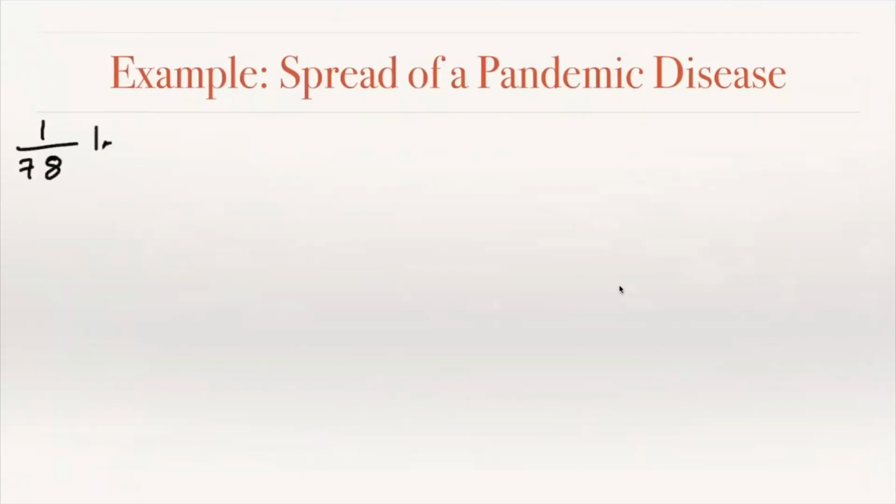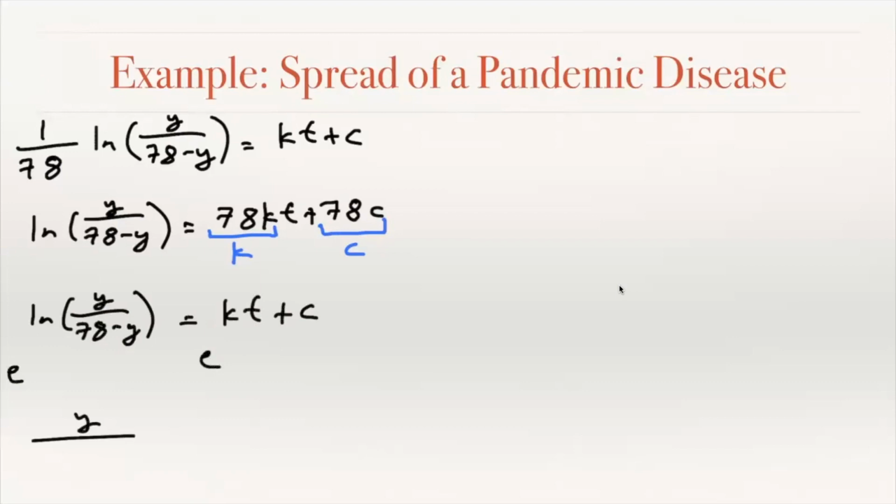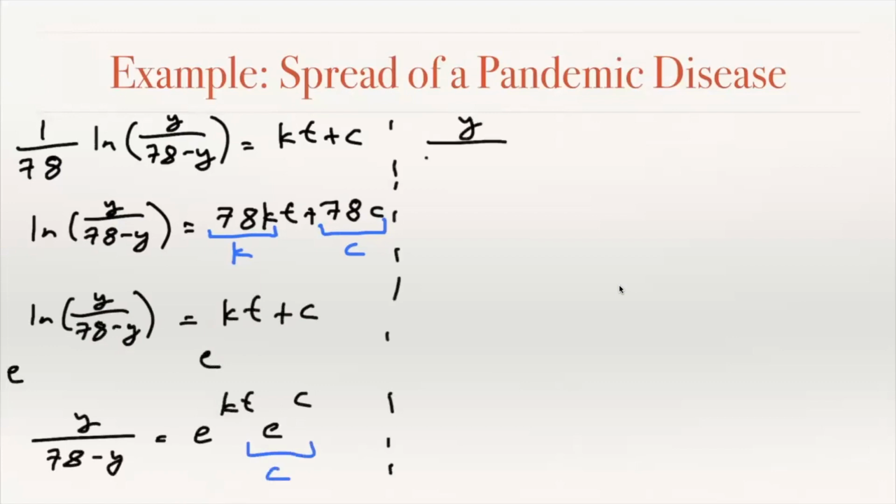Okay, so we had 1 over 78 times the natural log of y over 78 minus y was equal to kt plus c. Multiply both sides by 78. And we can do our usual renaming of arbitrary constants. Now we will take e to the power of both sides. We want to solve for y. Exponential laws and our usual arbitrary constants. And we have y over 78 minus y is ce to the kt.